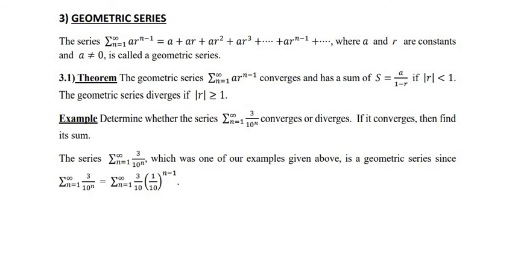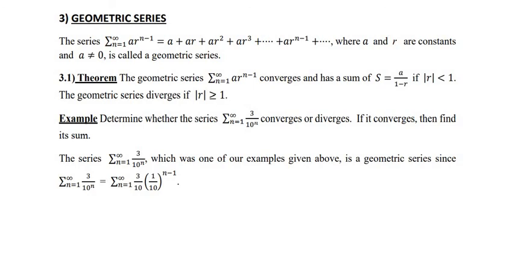The geometric series sigma n equal to 1 to infinity a r raised to n minus 1 converges and has a sum a by 1 minus r if modulus of r is less than 1. The geometric series diverges if modulus of r is greater than or equal to 1. For example, determine whether the series sigma n equal to 1 to infinity 3 by 10 raised to n converges or diverges. If it converges, find its sum.